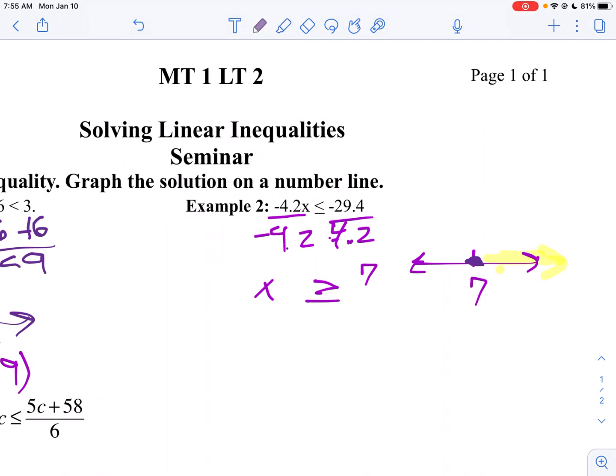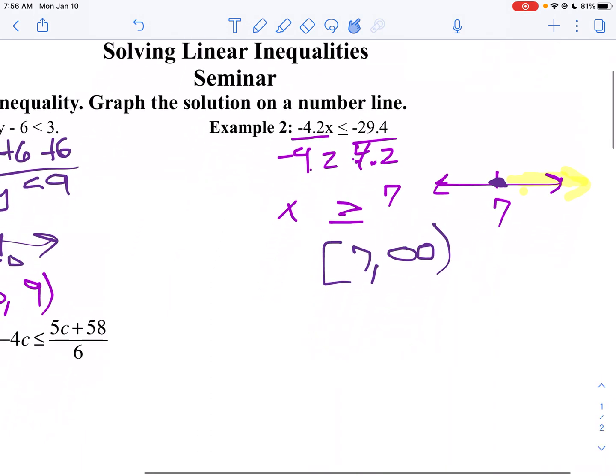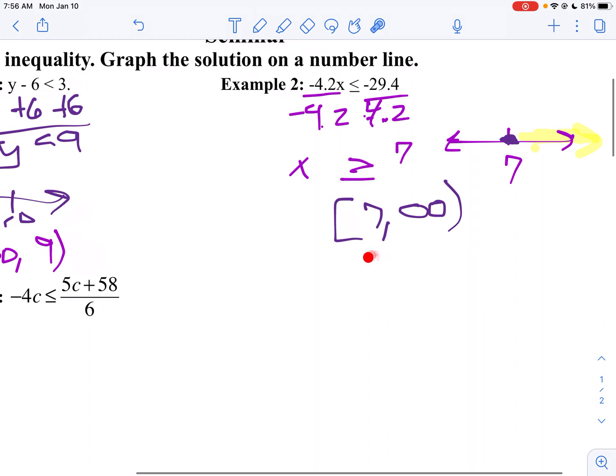In set builder notation, I'm going to go a bracket from 7, because I'm going to include 7. I'm going to go all the way to positive infinity. When you do this, they have to be in order. It'd be incorrect if you had these as positive infinity, then 7. So we have to have it in order.